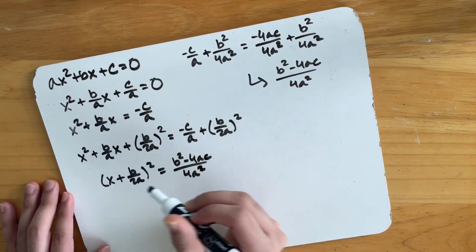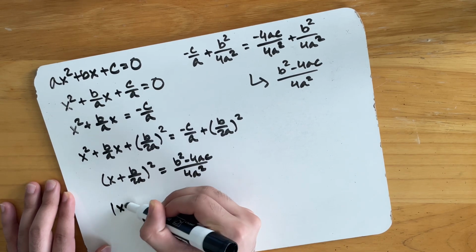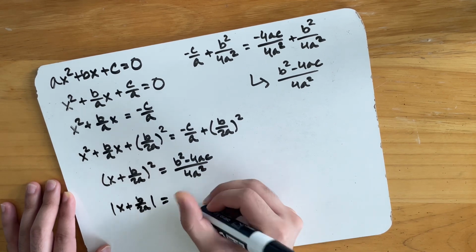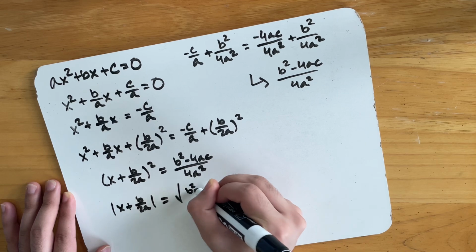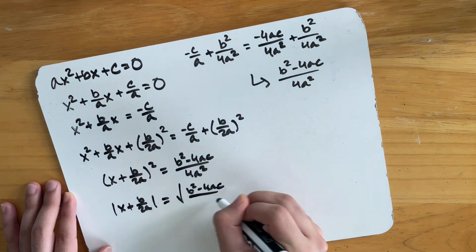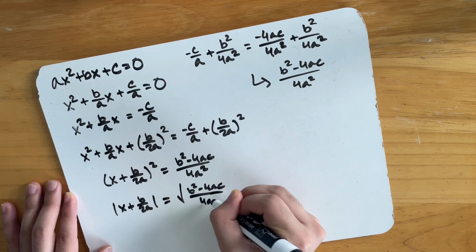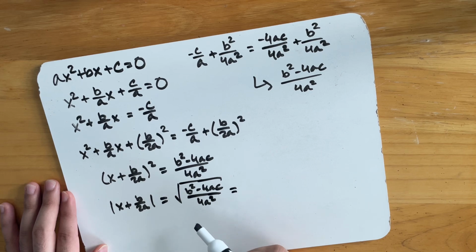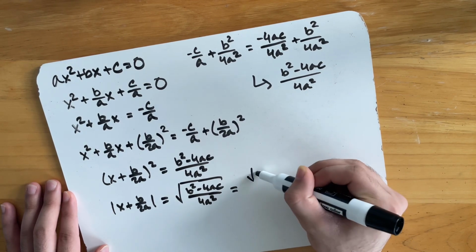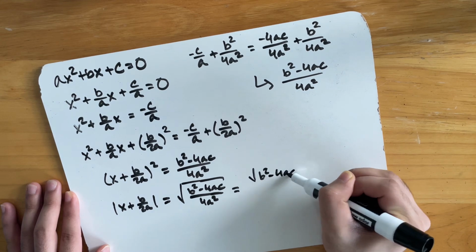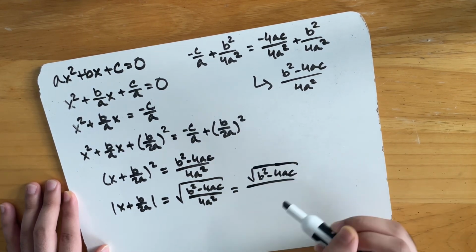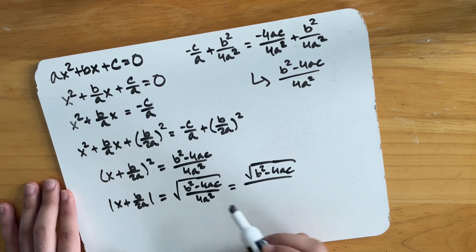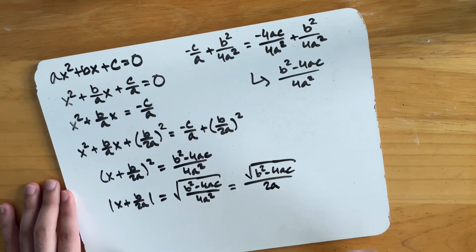Now it's pretty simple, guys. We can just take the square root of both sides. So we get the absolute value of x plus b over 2a is equal to the square root of b squared minus 4ac all over 4a squared. Now we can bring the square root to the numerator and the denominator, so we can rewrite this as the square root of b squared minus 4ac in the numerator and the square root of the denominator. Now look, the denominator is a perfect square, so taking the square root of that, we get 2a.